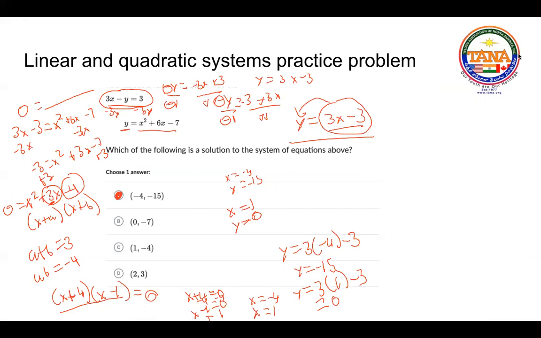Karen? I'm a bit confused how we got -4 and -15. For my solution, I got 1 and -4. So I guess I can walk you through the steps. Did you isolate for y in the first place? Yes. I did everything until I got x equals -4 and x equals 1.